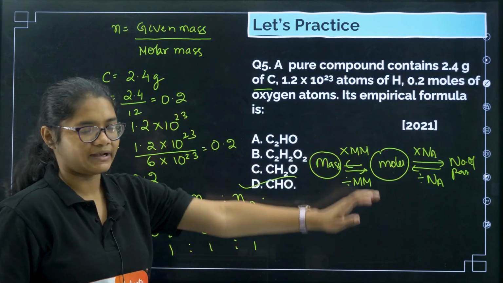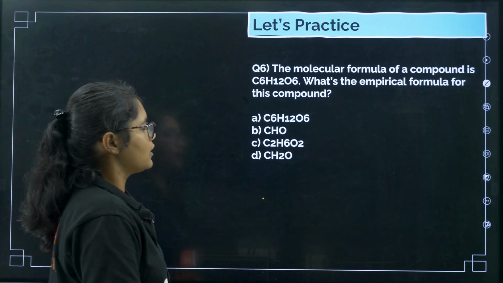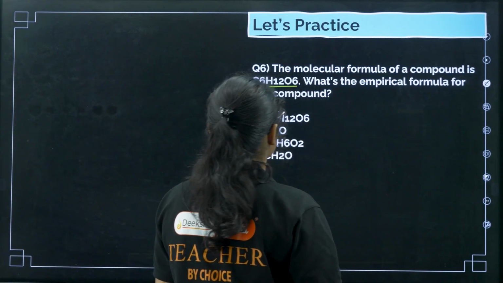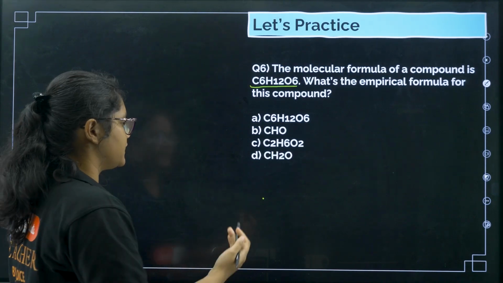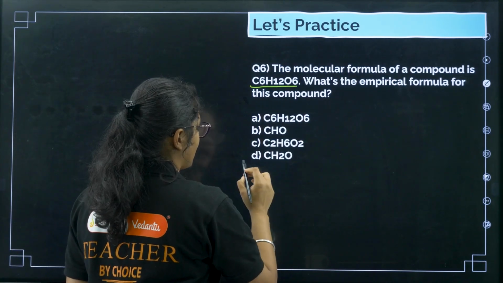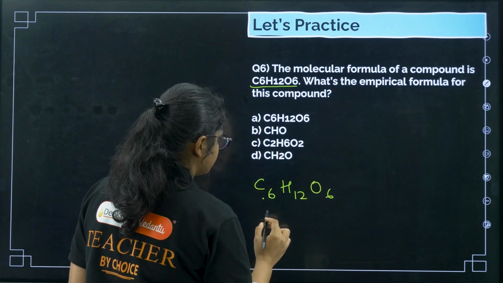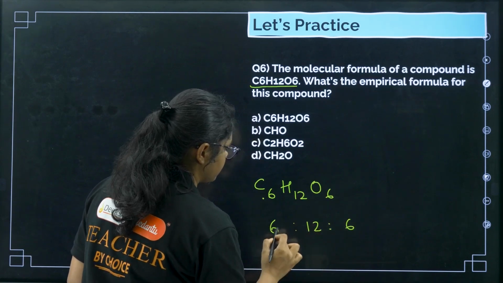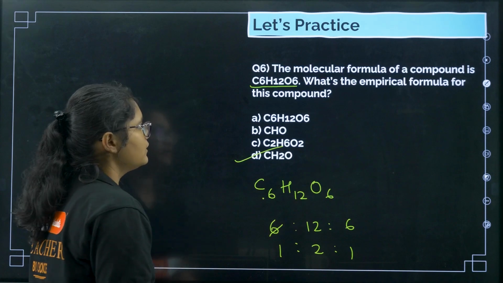Okay, this was asked in 2021. Fine. Now let us see another question. The molecular formula of a compound is C6H12O6. What is the empirical formula of the compound? So this is very easy. We have just done it. You need to cancel. C6H12O6, what is the ratio? C6, then 12 and then 6, and we can cancel it like this, right? So CH2O, option number D.